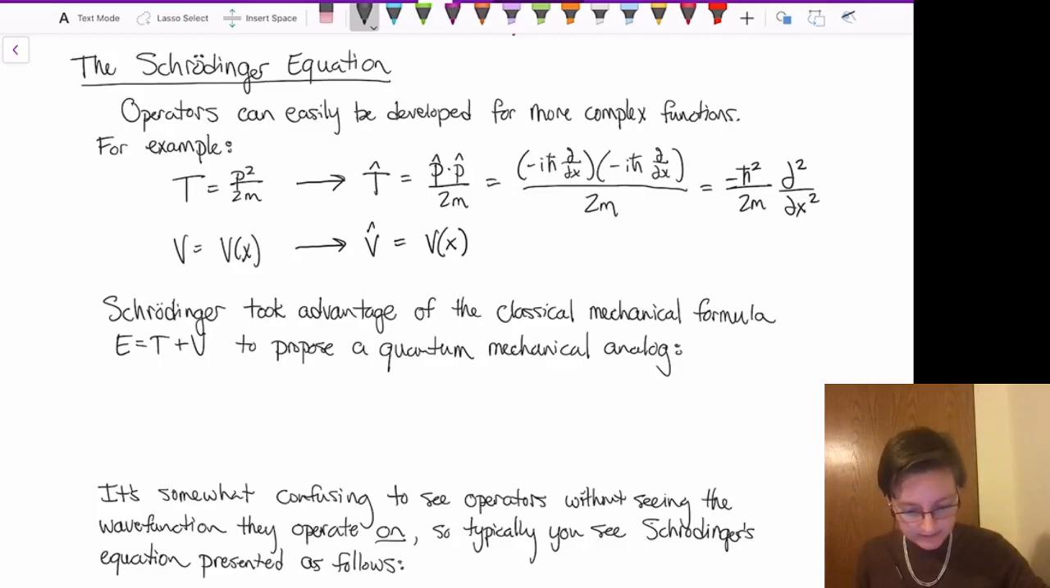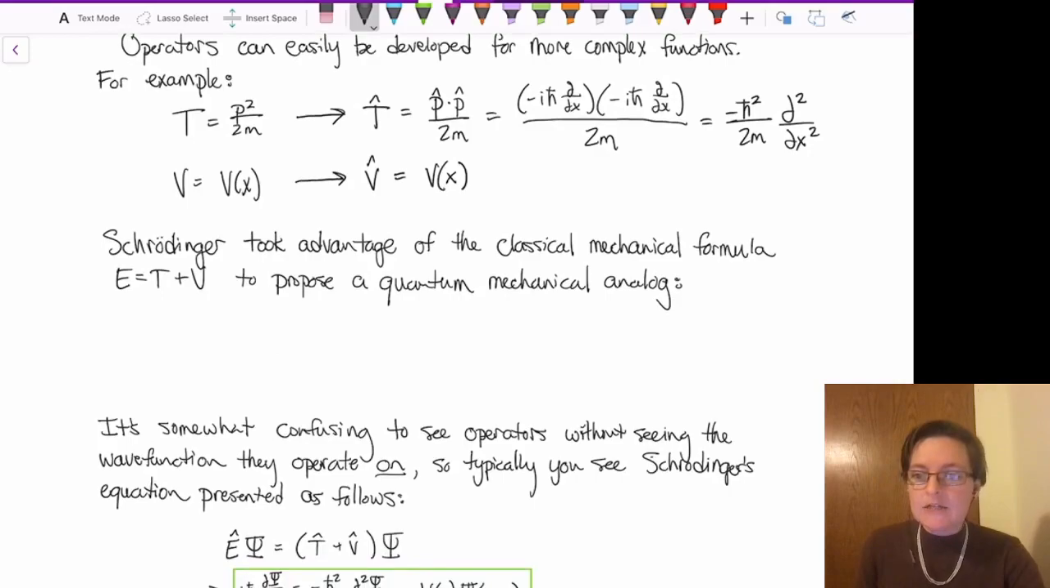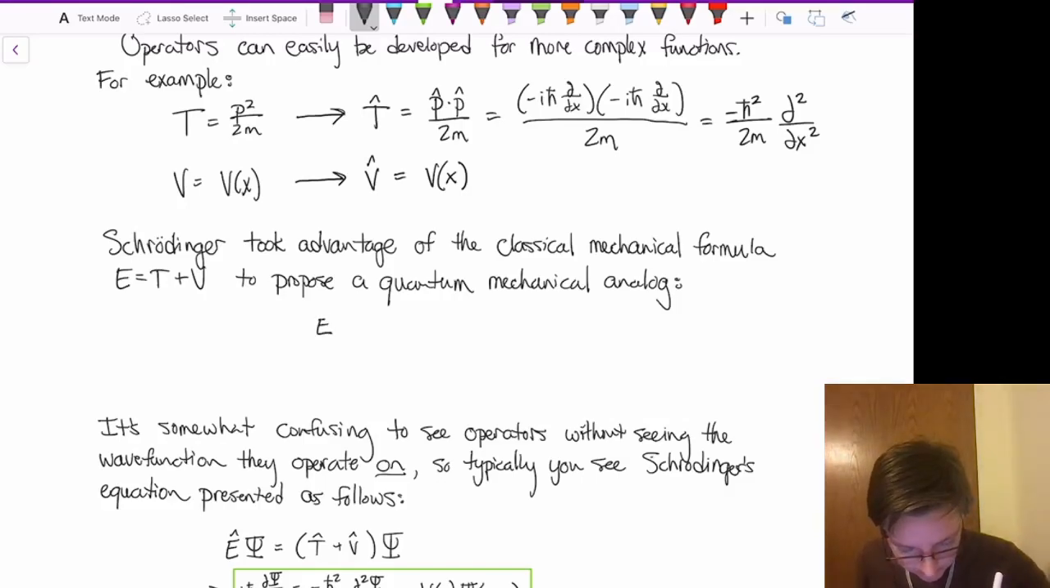So I can talk about those in the same exact way that I would have talked about it in the classical mechanics course. So what Schrodinger did is he took advantage of the very famous idea that the total energy is equal to the potential energy plus the kinetic energy to come up with a governing equation for how quantum mechanics behaves. And so what he did was to say, well, if E is equal to T plus V, then in a quantum mechanical world, E is equal to T hat plus V hat.